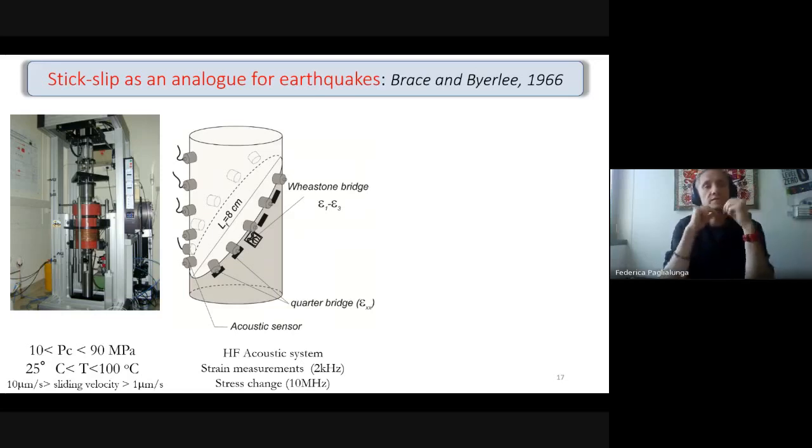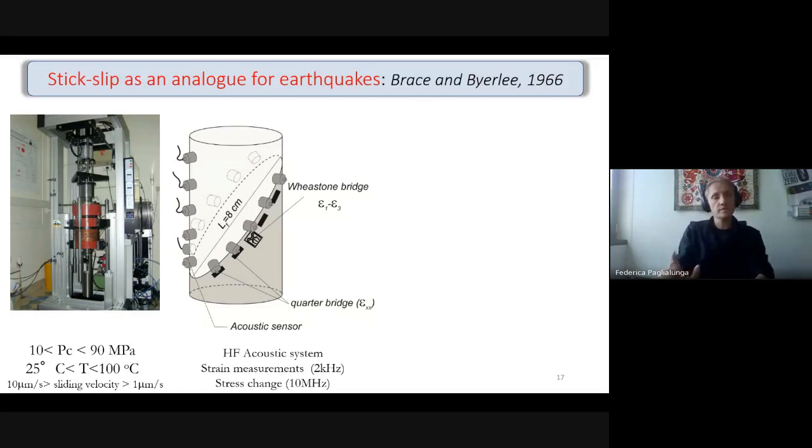Using strain gauges located at different positions along the fault, we were able to track the rupture velocity and to try to estimate what are the parameters that control the rupture velocity during these experiments. Here you can see a schema of the experimental faults that we are currently using. You can also see that we are using acoustic transducers that act as a microphone, if you want, to hear the small foreshocks and the radiation of waves during experiments.